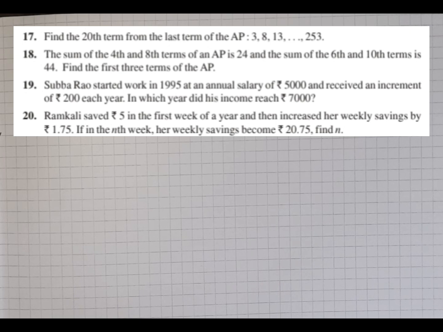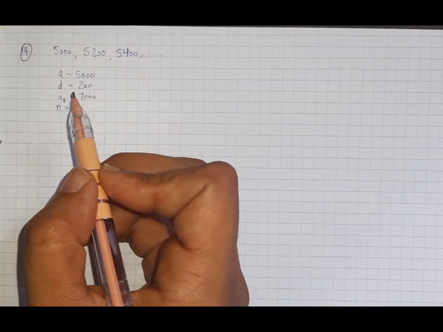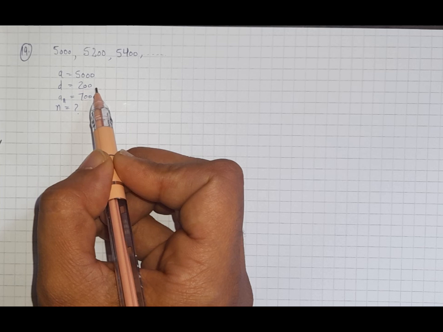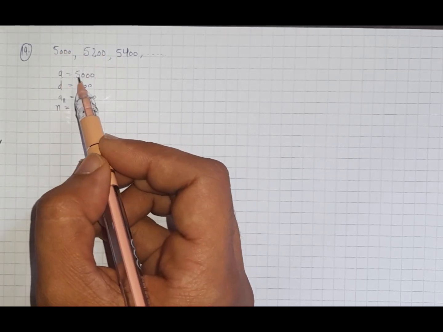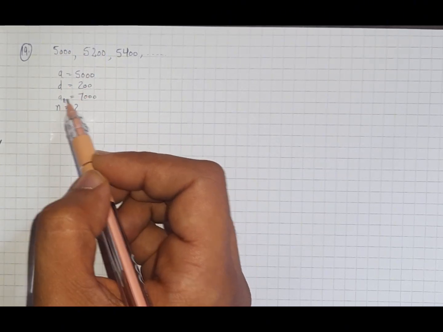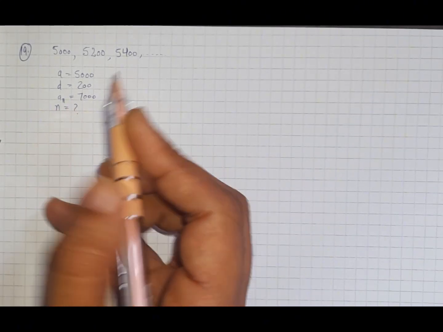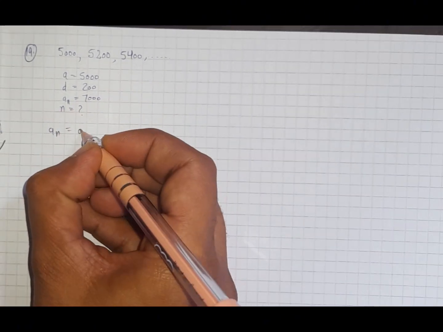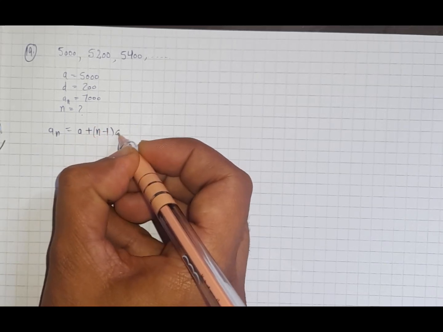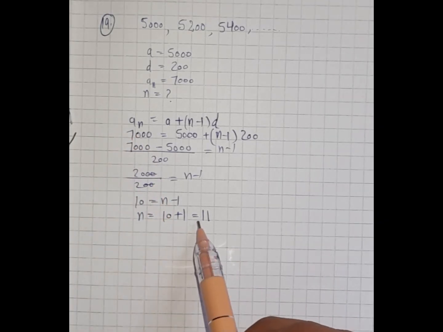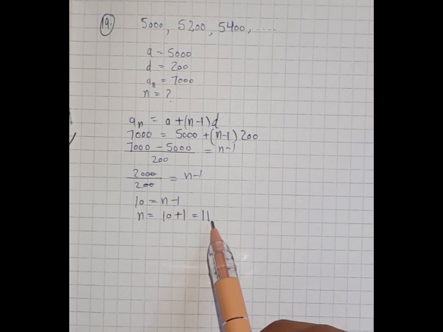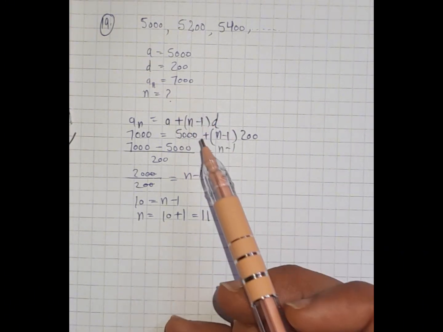Question number 19. Subha Rao started work in 1995 at an annual salary of rupees 5,000 and received an increment of rupees 200 each year. In which year did his income reach rupees 7,000? Since his salary increases by rupees 200 every year, it forms an AP with first term 5,000, difference 200 and nth term 7,000. We need to find the value of n. By the nth term formula, an equals a plus n minus 1 into d. After solving, we have n equals 11. That is, in the 11th year, his salary will be 7,000.